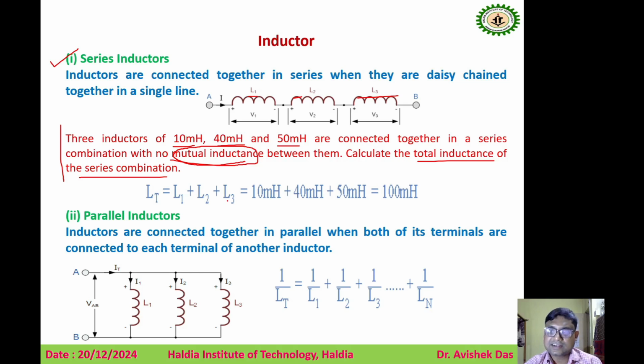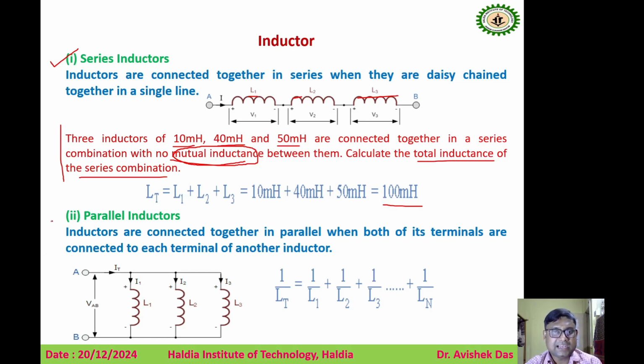Here the three inductance values are given: 10 millihenry, 40 millihenry and 50 millihenry. So you have to find out the total inductance value. The total inductance will be equal to the summation of all the inductance values, L1 plus L2 plus L3, and you get 100 millihenry, right?